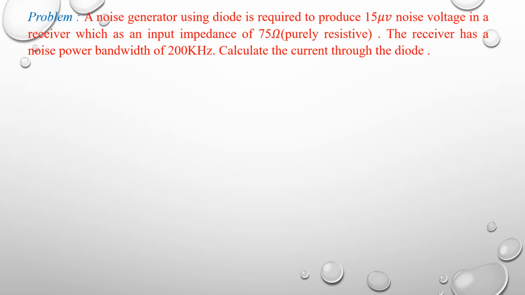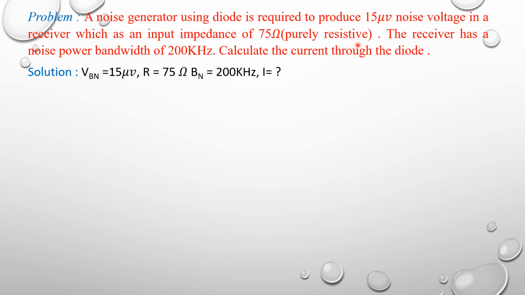We will discuss shot noise with a specific problem. The given problem is: a noise generator using a diode is required to produce 15 microwatt noise voltage in a receiver which has an input impedance of 75 ohm, purely resistive. The receiver has a noise power bandwidth of 200 kHz. Calculate the current through the diode.